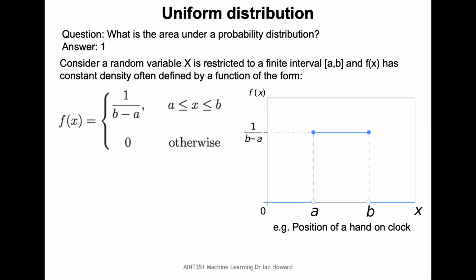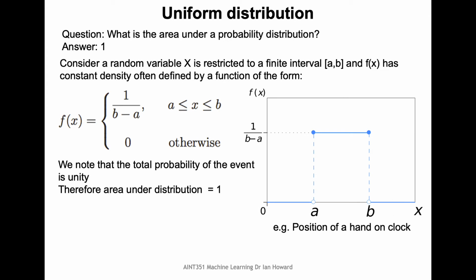Something which would come from that kind of distribution would be the angle theta of a second hand on a watch that goes round. It's uniformly somewhere between 0 and 360 degrees on the watch face. So as we said, the total probability of an event, which we get by integrating the distribution, has got to be 1. So the area under it has got to be 1.